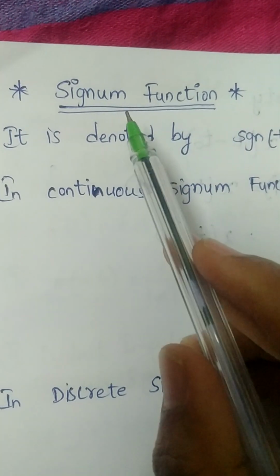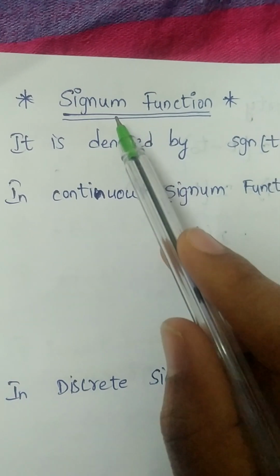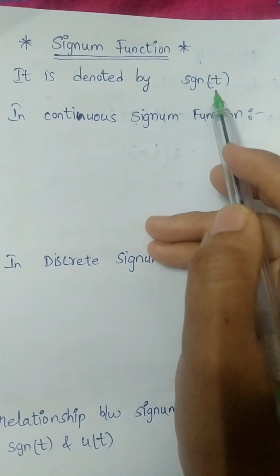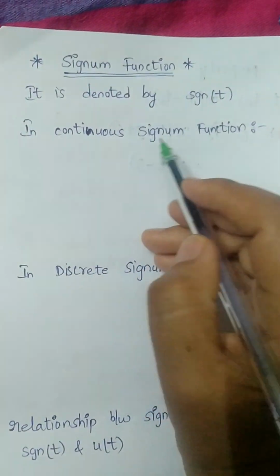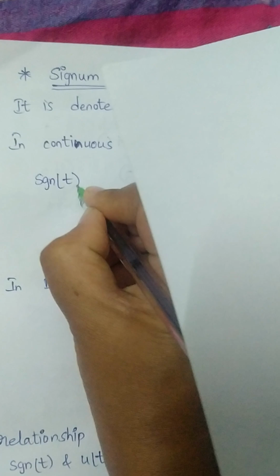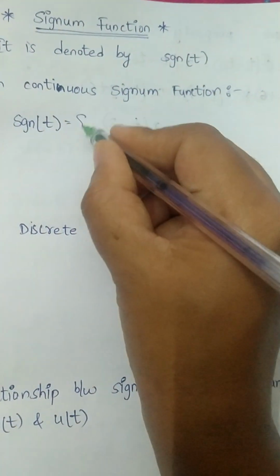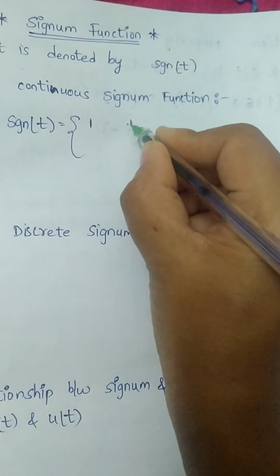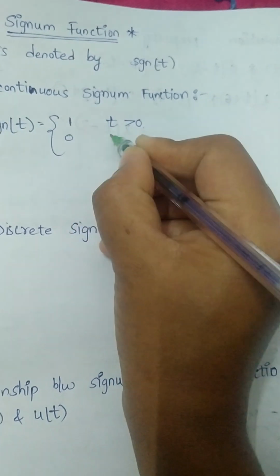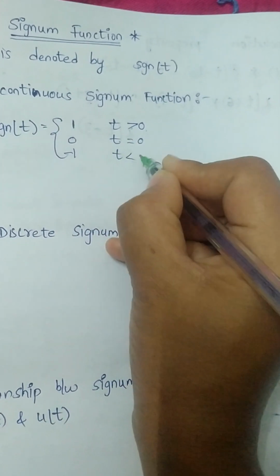Now I am explaining about the classification of Signum function under the basic signals. Signum function is denoted by Sgn of t. In continuous Signum function, we denote Sgn of t. Sgn of t is equal to 1 at t greater than 0, 0 at t equal to 0, and minus 1 at t less than 0.